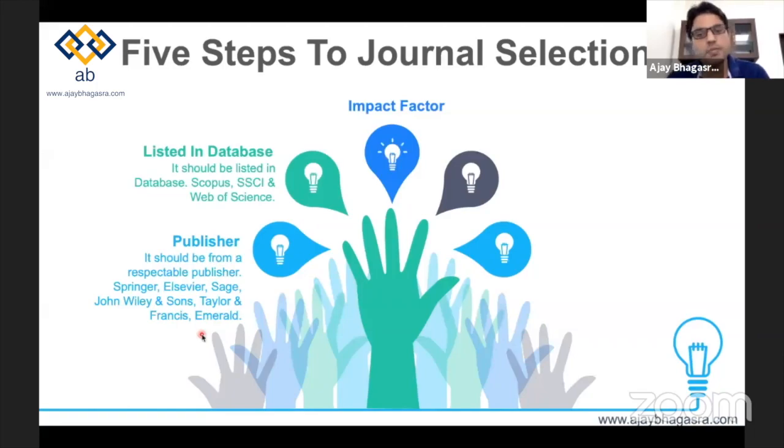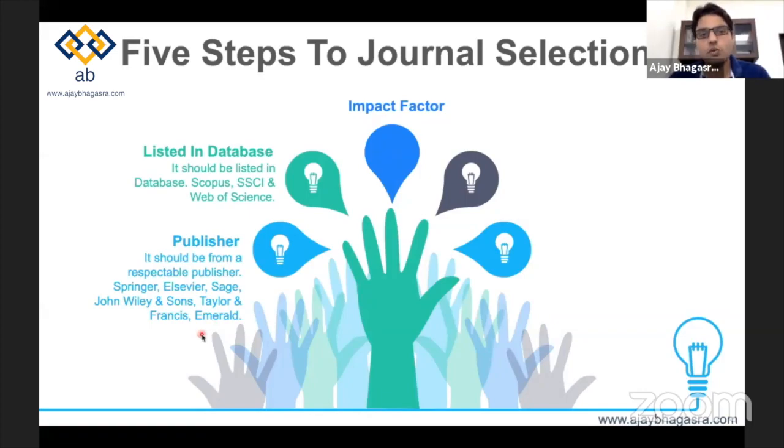Point number three, impact factor. Does the journal have an impact factor? Which is very important. Just to give you a very quick snapshot of what impact factor is: impact factor is the average number of citations that each paper published in a journal has got over the last 2 years. So that means you are being cited, you are being relied upon, right? This is the concept of impact factor.